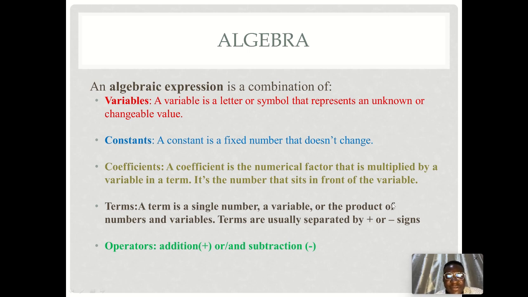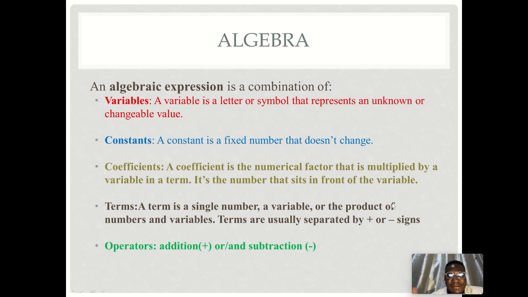Now, a variable is a letter or a symbol that represents an unknown or a changeable value. A constant is a fixed number that doesn't change. So when something is constant, it means its value is known and it will never change. That's just the meaning. Coefficient. A coefficient is the numerical factor that is multiplied by a variable in a term. It is the number that sits in front of any variable. So when you say a variable, then the number that sits in front of it is called a coefficient. If there is none written, it means the coefficient at that point is 1.